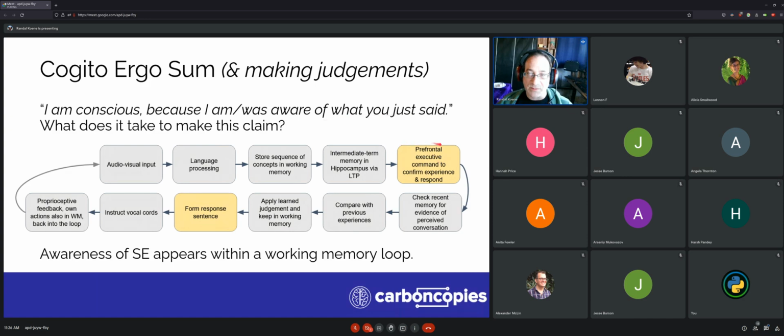If you need more examples of what this is like, I really encourage you to watch the presentations by Susan Blackmore, who is all about this part, about what it is actually like when someone is trying to be aware of being conscious. Because this is the awareness of awareness part that we're talking about here. Now that command involves carrying that out, executing that command. It involves checking recent memory for evidence of the perceived conversation. So memory is already involved at this point.